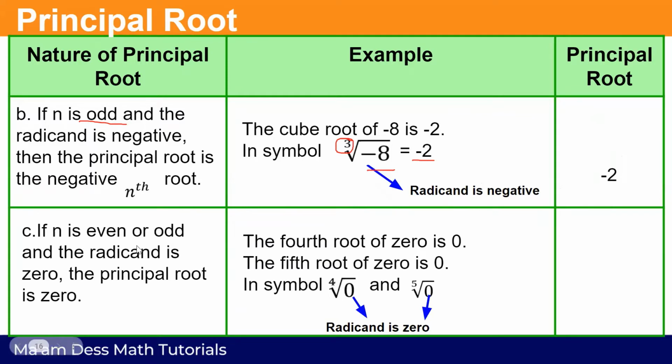Next one, letter C. If n is even or odd and the radicand is 0, the principal root is 0. Example, the fourth root of 0 is 0, the fifth root of 0 is 0. In symbol, look at this. Ayan. So, ang radicand po niya ay 0. So, kapag ang radicand po ay 0, syempre, ang principal root niya po ay 0 din.